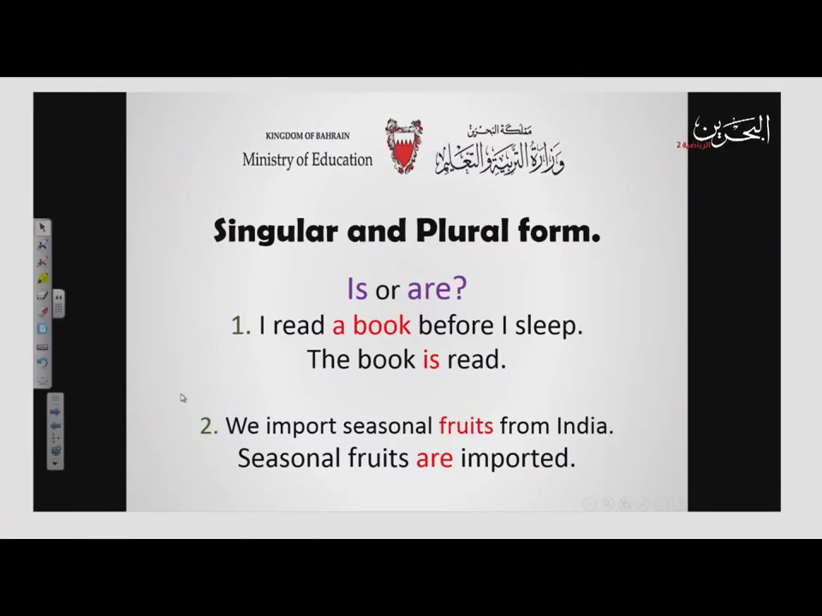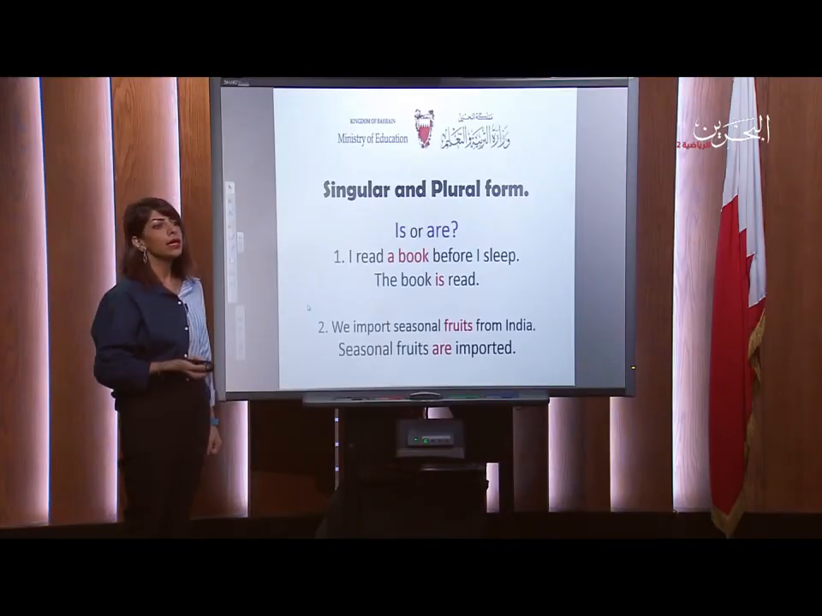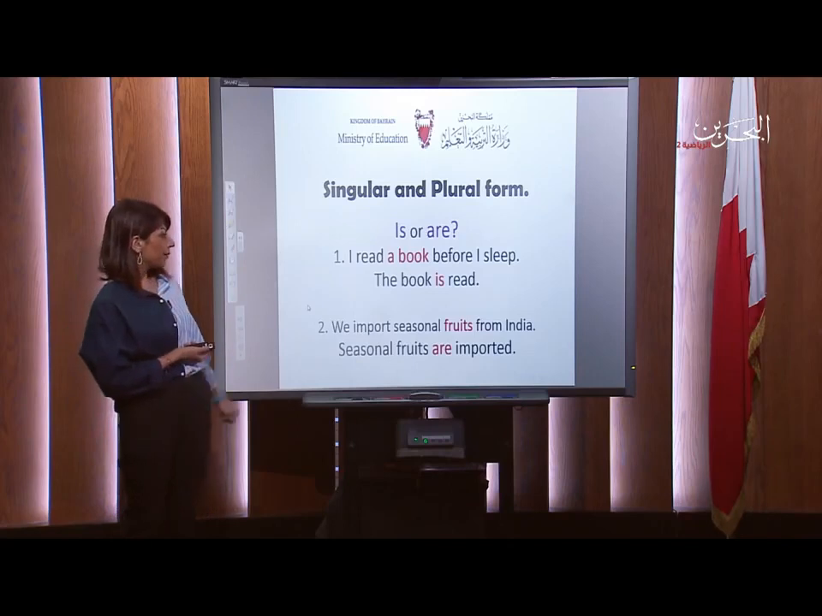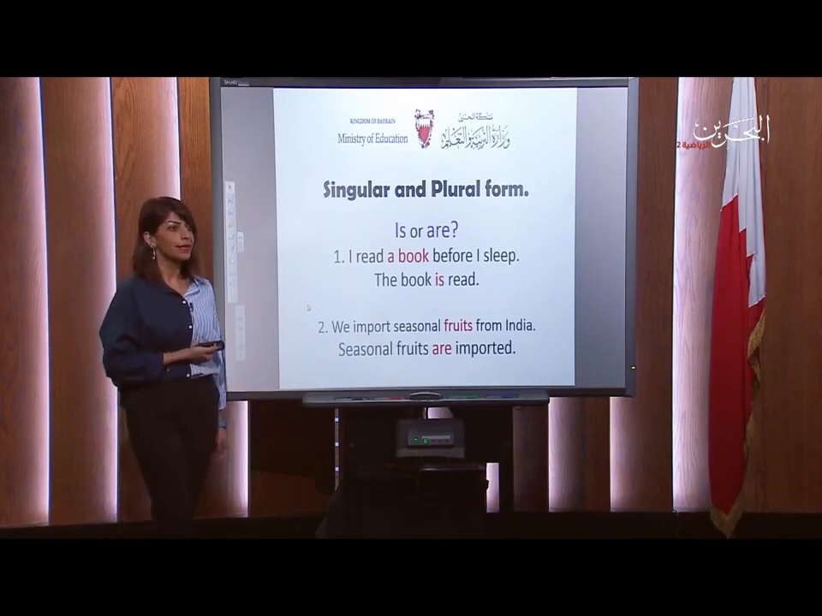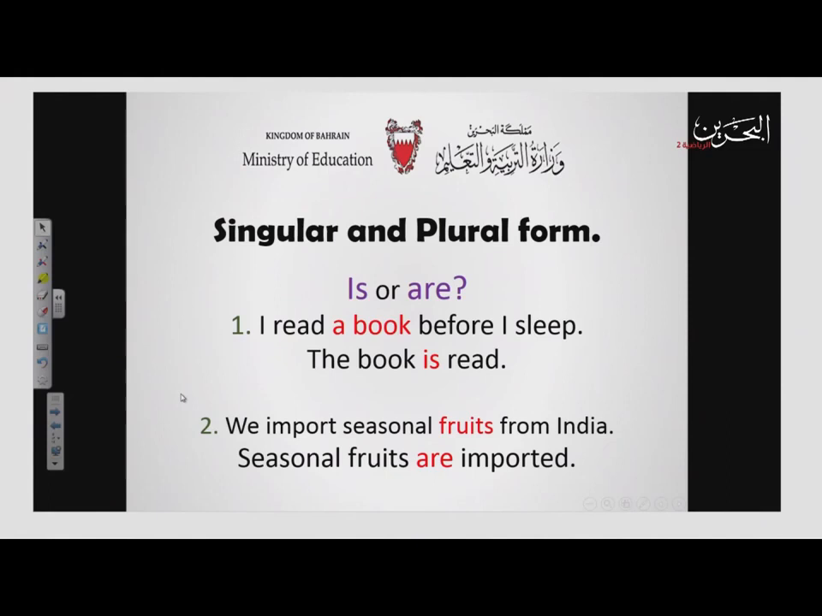Now, let's move to the second objective, which is is or are. And I'm sure that you have previously taken this, but we need to emphasize it in order to read it or say it or write it well. I mean the passive tense. Now, let's see. For example, I read a book before I sleep. What is the object? It's a book, which means it is one. It is singular. So, when it comes to passive, I say the book. I start with the object itself, is read. Why did I choose is? Why didn't I say are? Because here I'm concentrating on the book, and the book is singular.